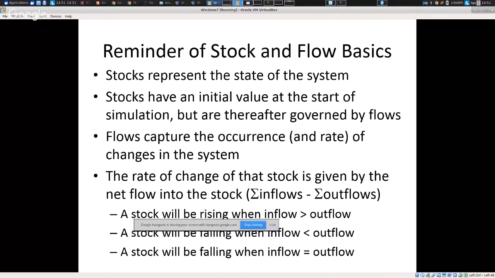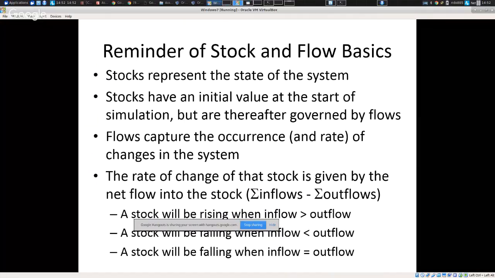Remember that in system dynamics, we build up diagrams and indeed characterizations of models using stocks and flows. Stocks represent the state of the system. They represent sort of the current situation in the system. And they represent accumulations. They have some initial value at the start of the simulation, but after that, their evolution is governed by flows. They change after the initial time. How they change over time is purely dictated by the flows into and out. In fact, by the net flow.